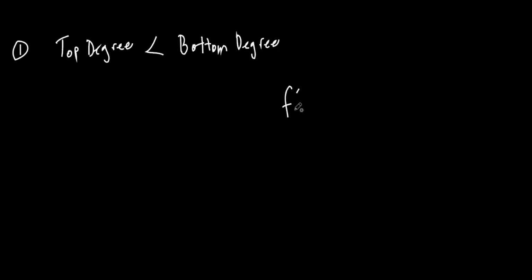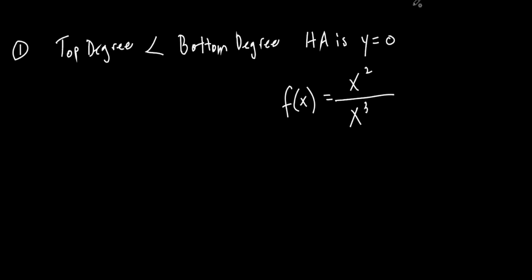That means if you had like f of x equals x squared over, give me something else, let's just say x cubed. If the top degree is smaller than that, what's the horizontal asymptote? The horizontal asymptote is y equals 0. So anytime the top degree is smaller than the bottom degree, the horizontal asymptote is always going to be y equals 0.